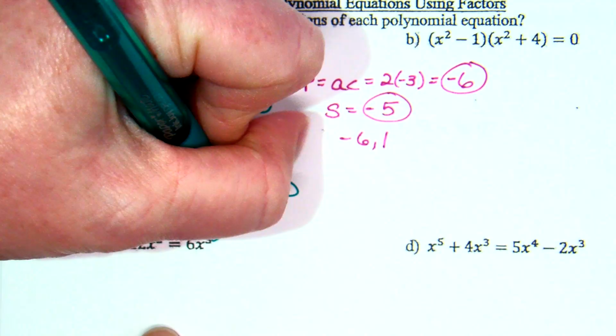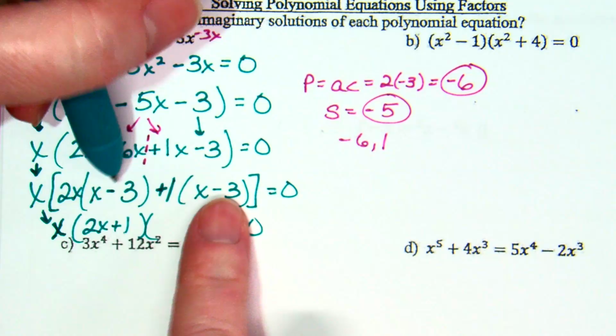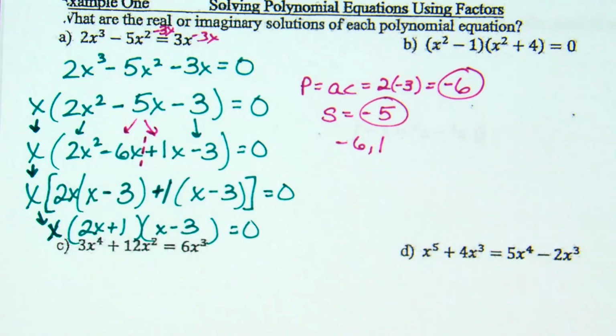What's one of the parentheses? My GCFs of 2x plus 1. What's my other parenthesis? The common factor of x minus 3. Am I done? No, because I haven't solved, right? Set them equal to 0. All I've done is factor. Now, the good news is we're almost there, right? This is the easy step. This is a step, if you've made it this far, this is the home free stretch.